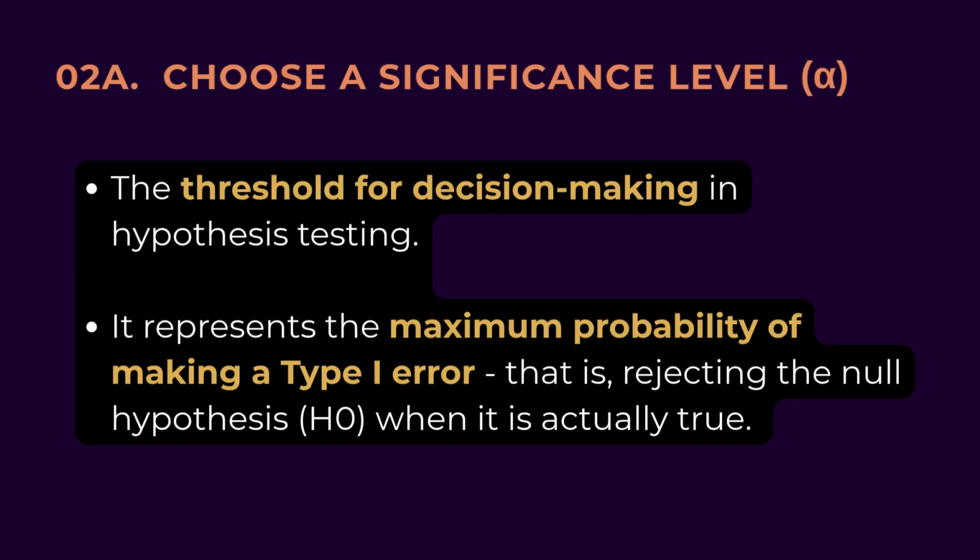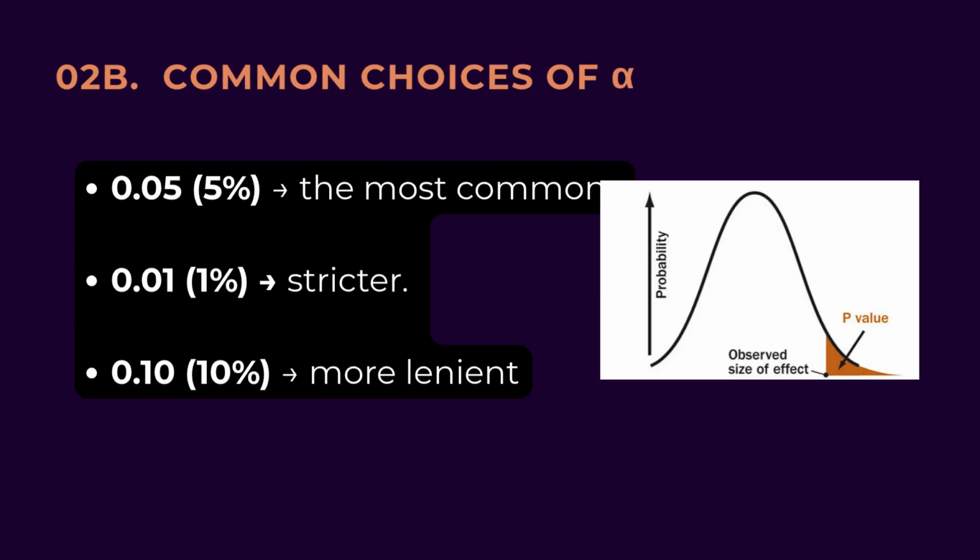Step number 2, choose a significance level, alpha. What actually is the significance level? It represents the maximum probability of making a type 1 error, that is, rejecting the null hypothesis H0 when it is actually true. The most common choice is 0.05 or 5%. That means we're willing to be wrong 5% of the time if we reject H0.